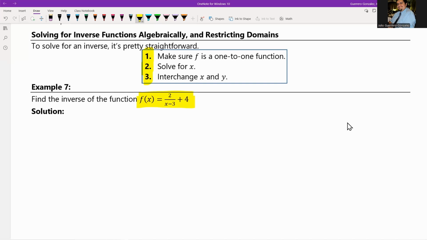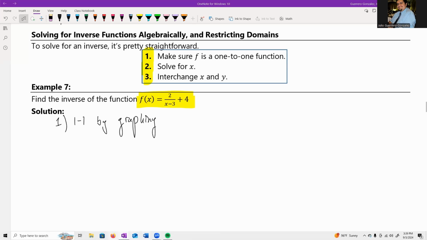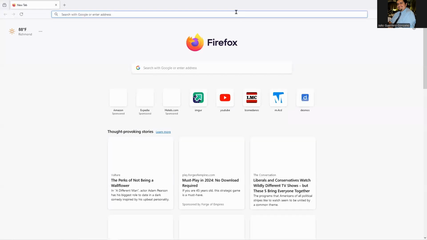You can go ahead, grab this function, throw it into Desmos, and verify that the horizontal line test works. And if it does, you are done. You can say it's one-to-one. So I'm going to do this one-to-one by graphing, and I'm going to show you guys how that works out.